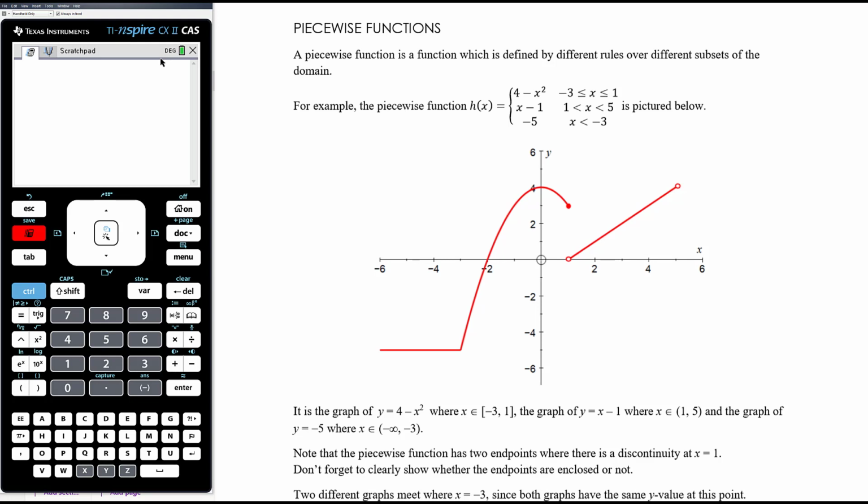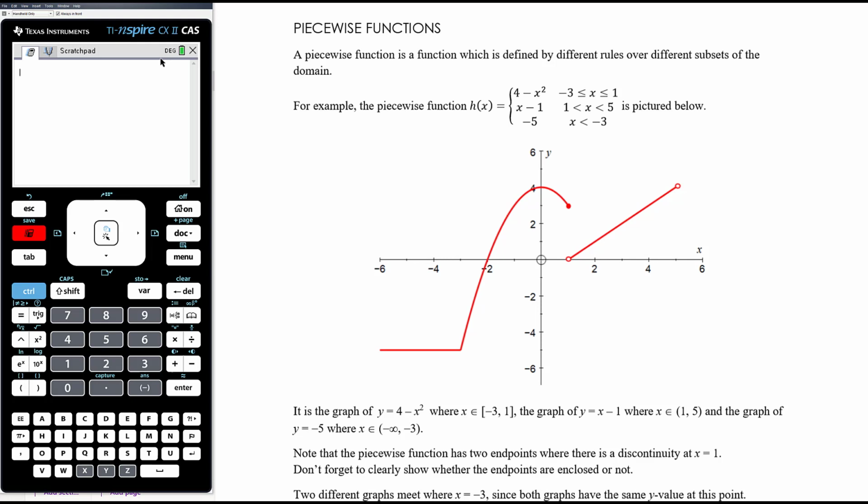So the function follows the rule 4 minus x squared, where x is between negative 3 and 1 inclusive. It follows the rule x minus 1, so a linear graph, where x is between 1 and 5 not inclusive, and it follows the rule negative 5, so that is y equals negative 5, a horizontal line at negative 5, when x is less than negative 3. And so we get this picture here.